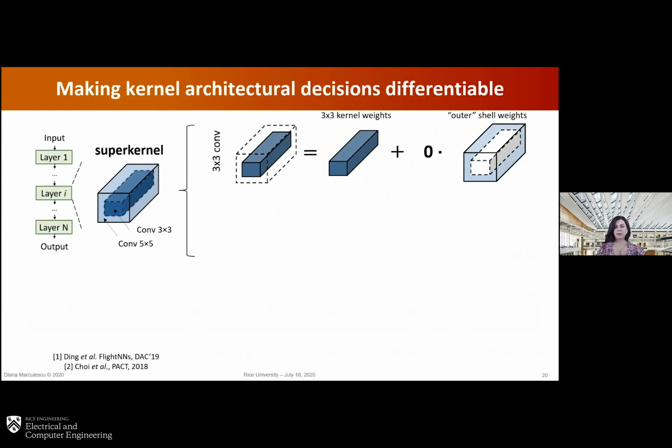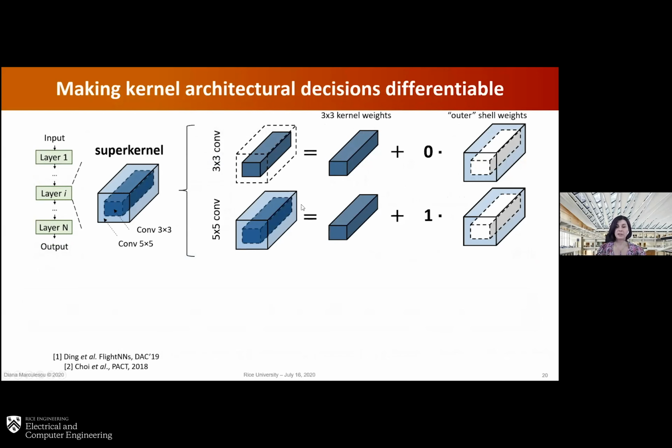For example, the superkernel has to select between a 3x3 and 5x5. If we want 3x3, 3x3 is always selected, but the outer shell is not. For 5x5, we always select the inner kernel, but we also add the outer shell. The problem is you still have a 0-1 selection here, so it's still a 0-1 programming decision problem, which is not differentiable. So we can't throw any stochastic gradient descent approach at it.